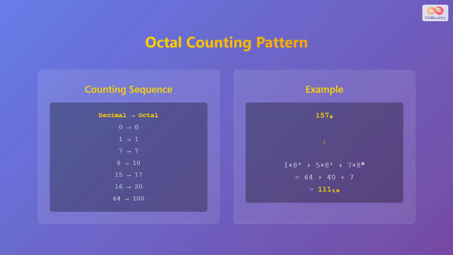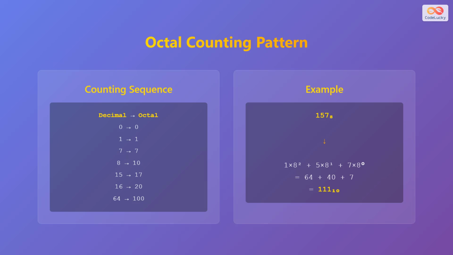Here's how counting works in octal. In decimal, we count 0, 1 all the way up to 7. In octal, these are the same. However, the decimal number 8 becomes 10 in octal. 15 becomes 17, 16 becomes 20, and 64 becomes 100.